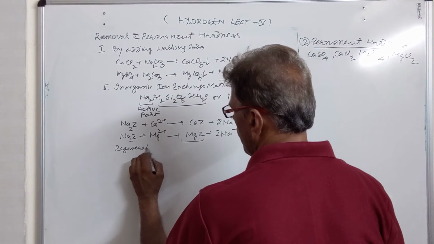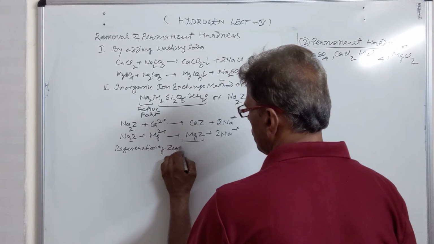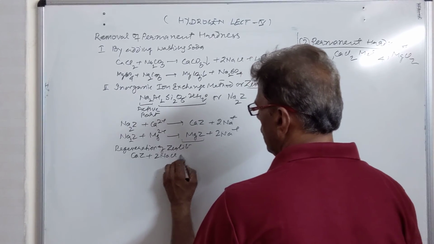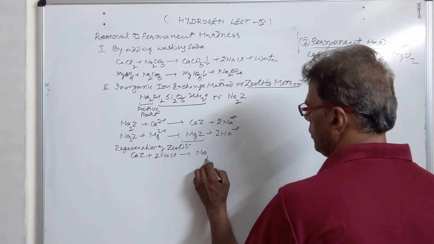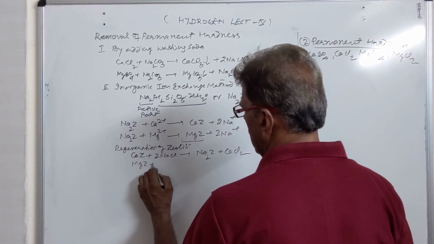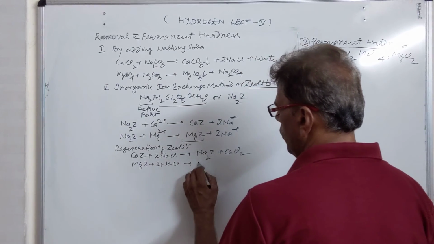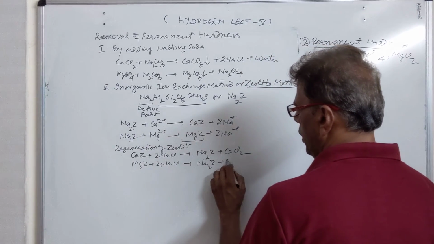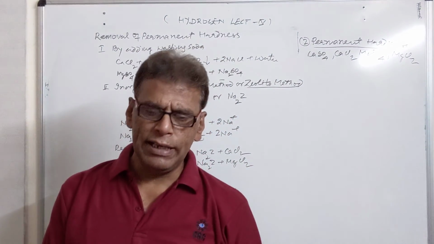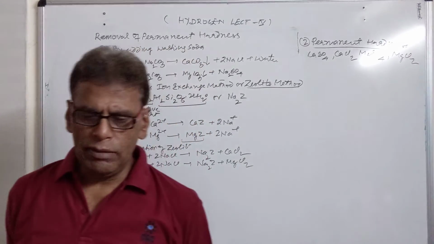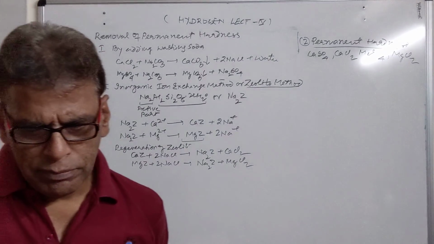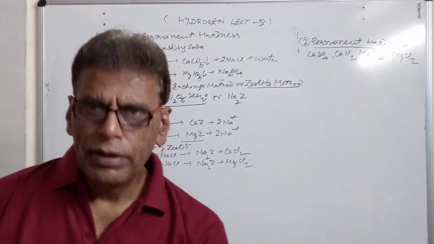Regeneration of zeolite. So what is CaZ? You add to it 2NaCl. You will get Na2Z plus CaCl2. Similarly, you have MgZ added with dilute NaCl solution. You will get Na2Z again plus MgCl2. So in this manner, the used zeolite can be regenerated. After regeneration it can be used again for purification of water. This is called the permutit method and is used to purify the water.